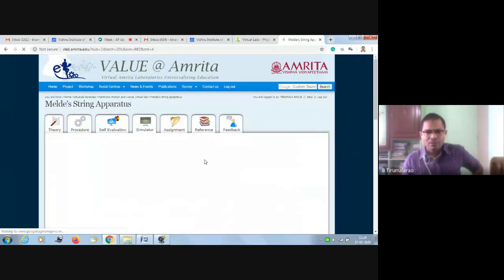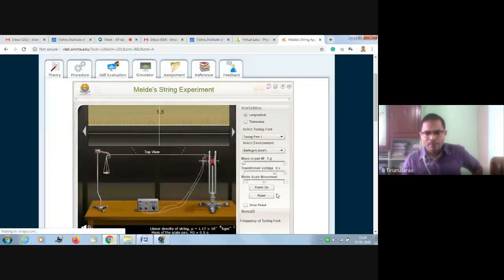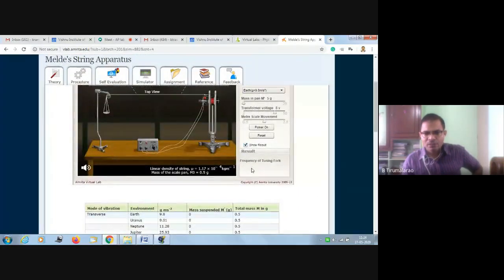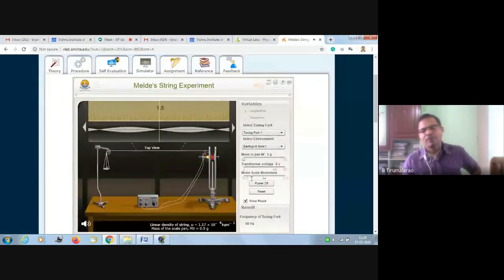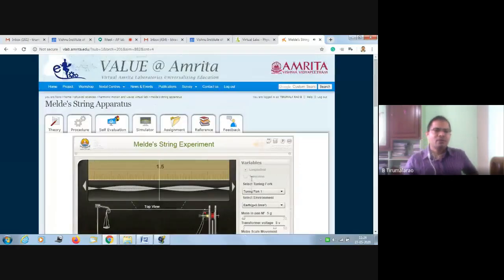See here. So here in the results, you can find out that it is equal to 60. You manually can find out the final frequency of the tuning fork is 60. So that is the procedure of this experiment.